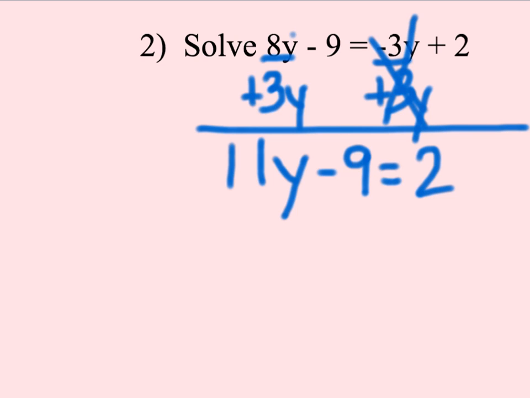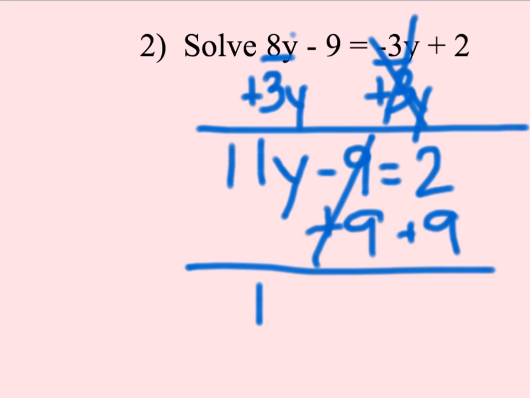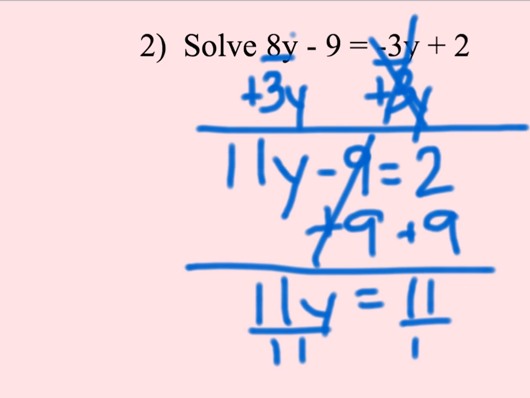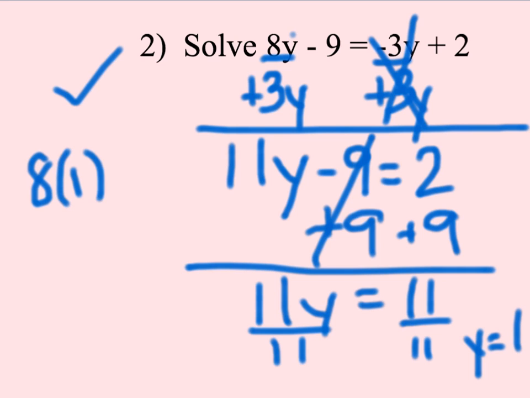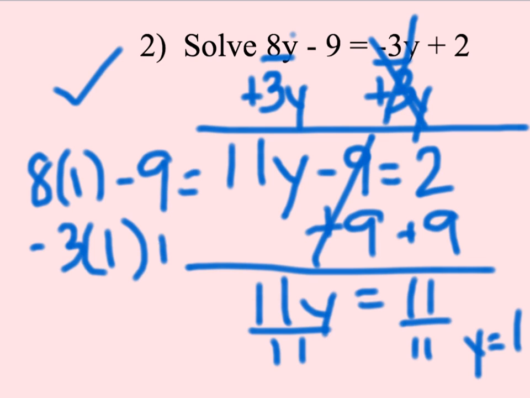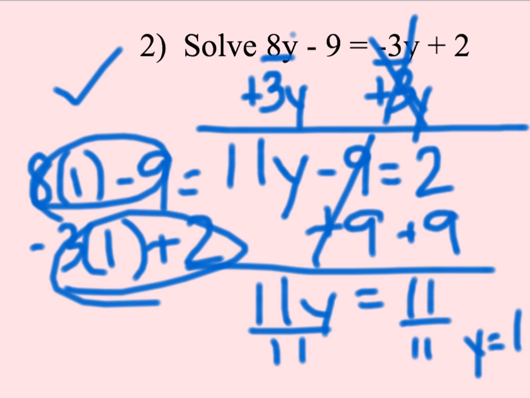And now we have a simple two-step equation. So we add 9 to both sides. 11y equals 11. Divide both sides by 11. So y equals 1. Don't forget to check your work. 8 times 1 minus 9 equals negative 3 times 1 plus 2. This gives me negative 1, and so does this. So I know I got it.